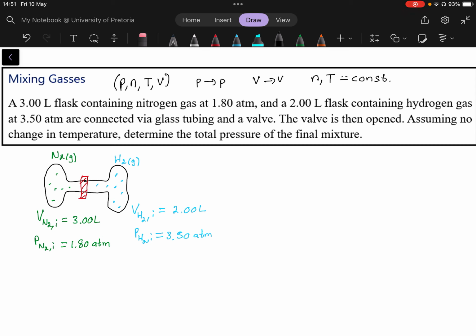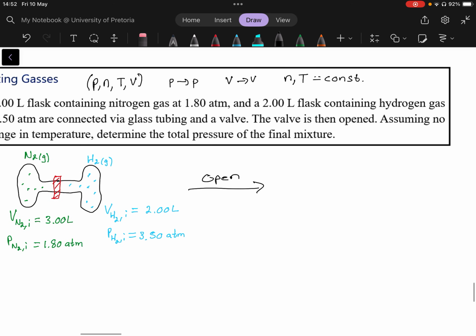We have two things that are separated, and we can see them as two systems apart, where the pressure of the hydrogen is the pressure of that bulb because there's only hydrogen in it, and the pressure of the nitrogen one is the total pressure and the total volume there. So then we open the stopcock, and that of course leads to a mixing of the gases.